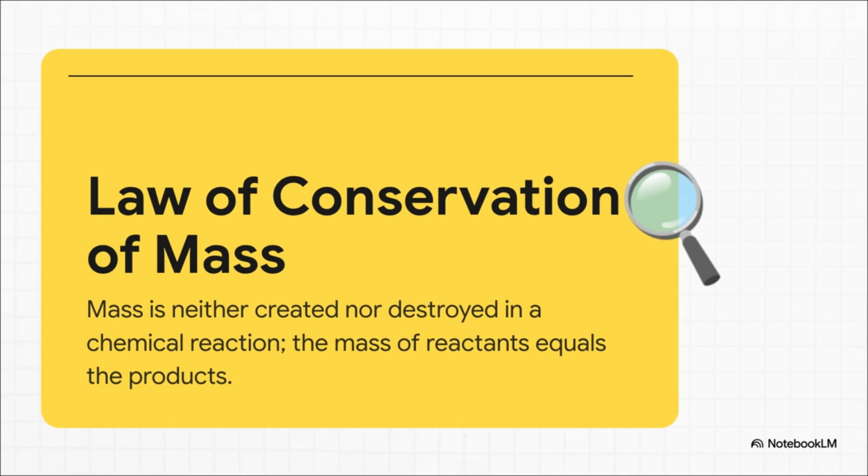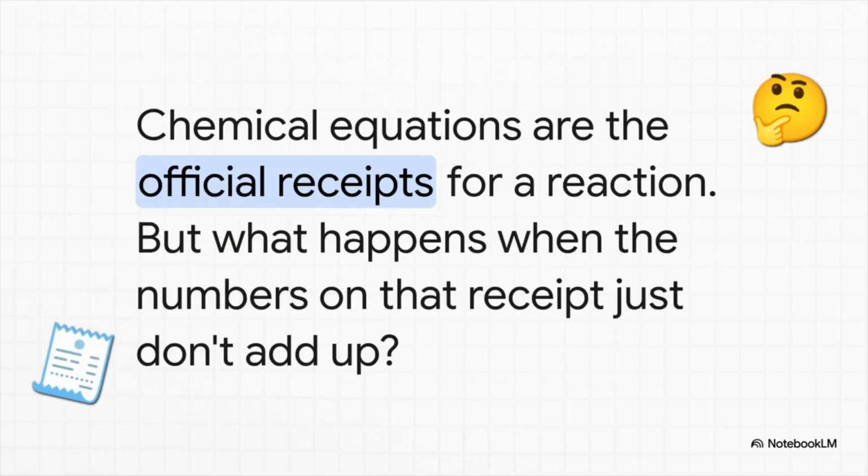The easiest way to think about it is with Lego bricks. In a chemical reaction, you don't lose any bricks, and you don't find new ones out of nowhere. All you're doing is taking your structures apart and rearranging those same bricks into something new. The number and type of bricks you start with has to be the same as what you end up with. So if these reactions are just rearranging atoms, then chemical equations are like the official receipts. They're the bookkeeping that tracks every single atom, proving that the law was followed.